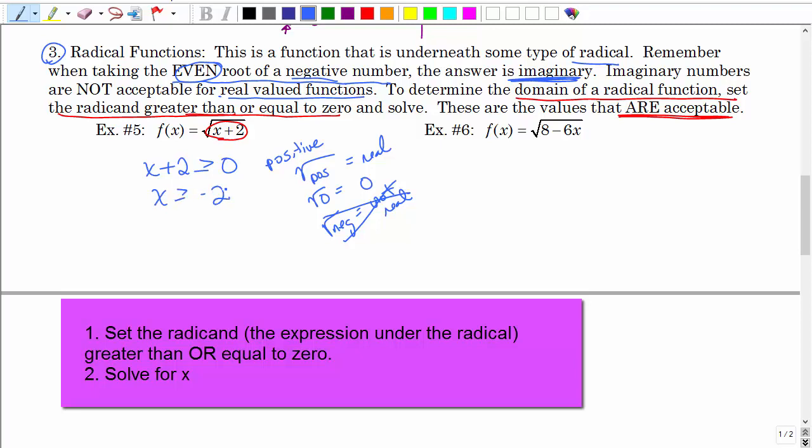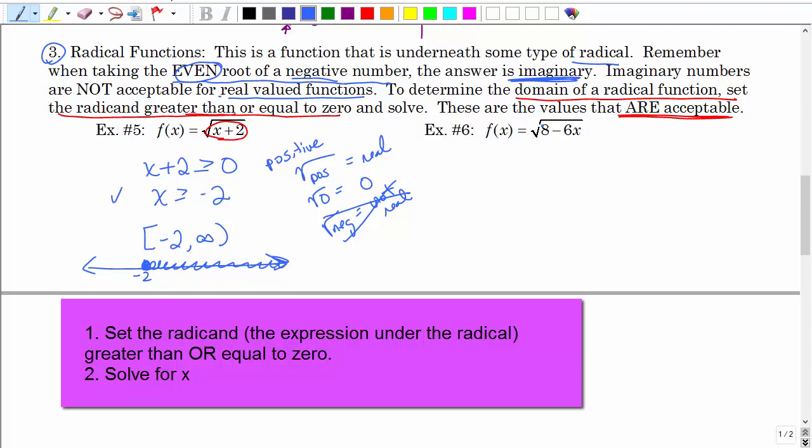So all numbers greater than or equal to negative 2. If I wanted to write that in interval notation, that's from negative 2 to infinity. For those of you who need a little bit more visual, it'd be negative 2 and greater.